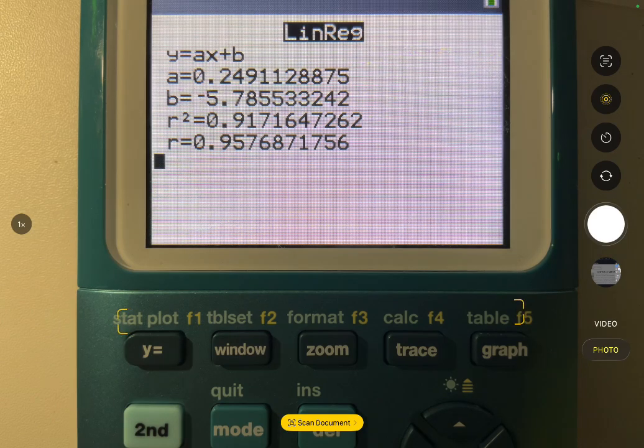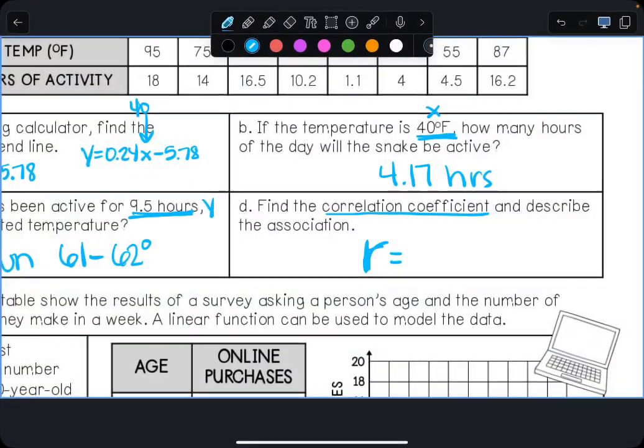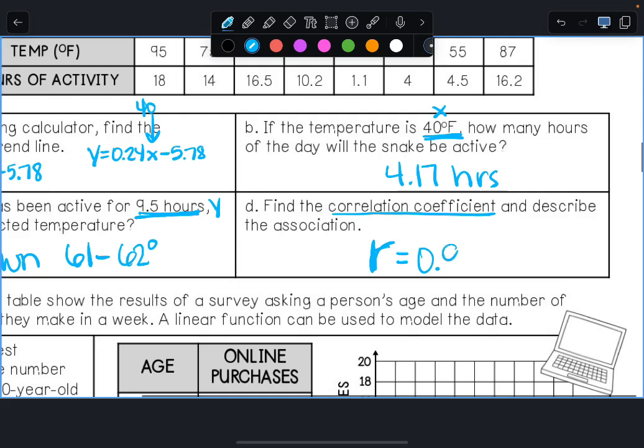Now, what is your value of R? What is your correlation coefficient? 0.95. And 0.95 is a value that is closest to 0 or to 1? 1. Since it's close to 1, it is what kind of correlation? Strong. And it is positive, so strong positive.